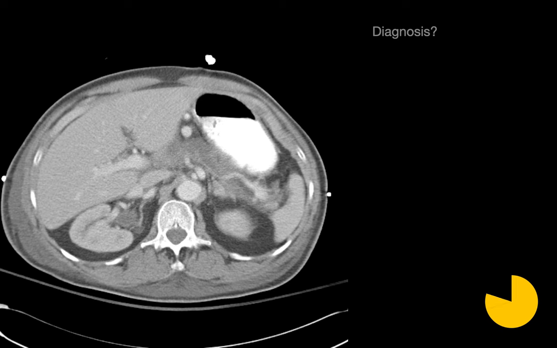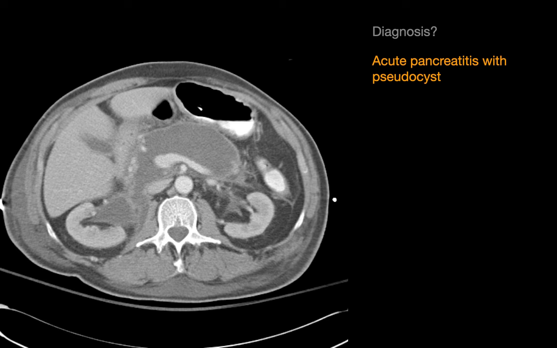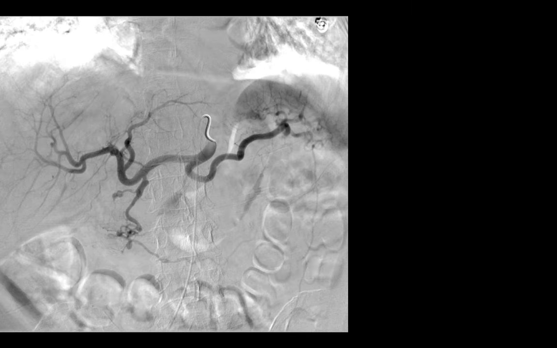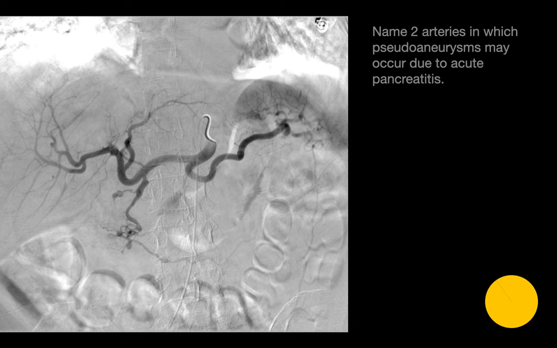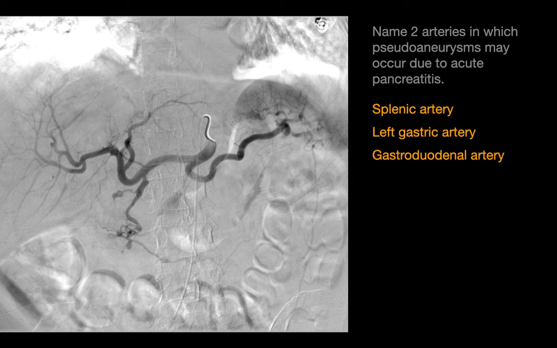What's your diagnosis in this case? So we have here a patient with acute pancreatitis and associated pseudocyst. This is his DSA. Name two arteries in which pseudoaneurysms can happen due to acute pancreatitis. So arteries involved may be the splenic artery, left gastric artery, and the gastroduodenal artery.